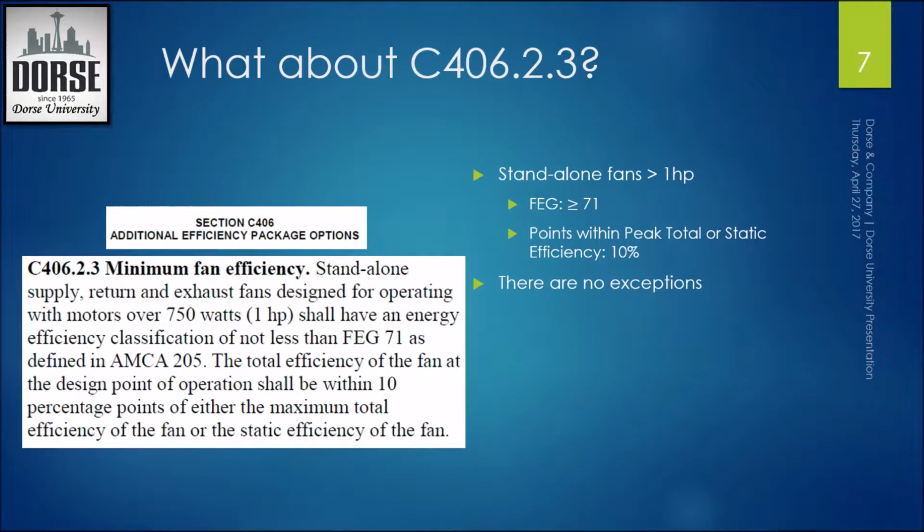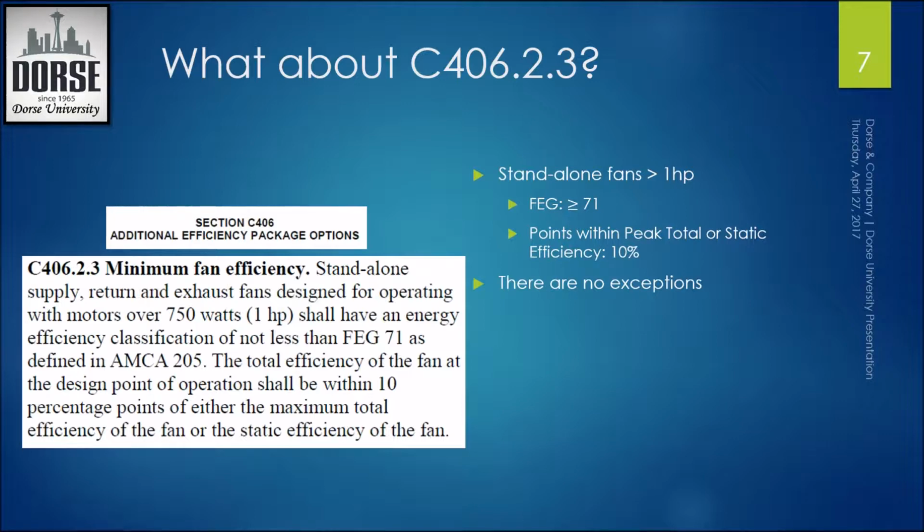There is a stretch code under C406.2.3 that says all standalone fans for supply, return, and exhaust that are over 1 horsepower must have an FEG of 71 or greater. In addition, the fan must now operate within 10% of either the maximum total efficiency of the fan or the static efficiency of the fan.